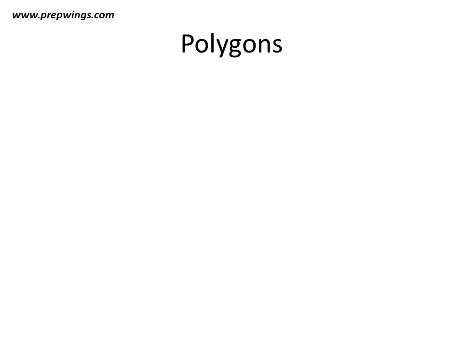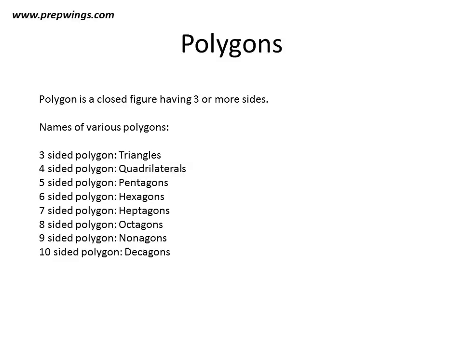In this video, we'll cover the topic polygons. A polygon is a closed figure having three or more sides. So names of various types of polygons are shown here. A three-sided polygon is called a triangle. A four-sided polygon is called a quadrilateral. A five-sided polygon is called a pentagon. A six-sided polygon is called a hexagon. A seven-sided polygon is a heptagon. An eight-sided polygon is an octagon. A nine-sided polygon is a nonagon. And a 10-sided polygon is called a decagon.